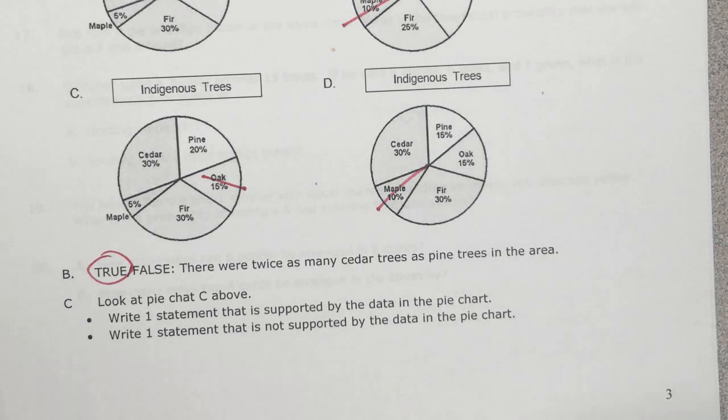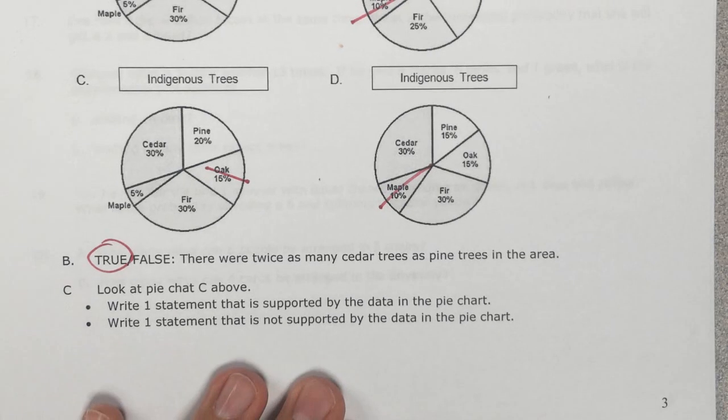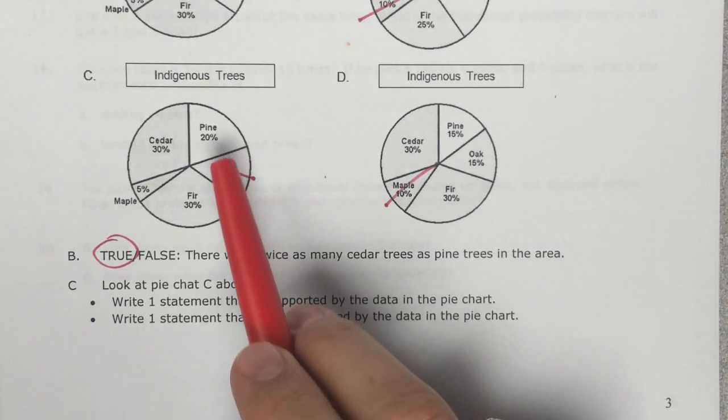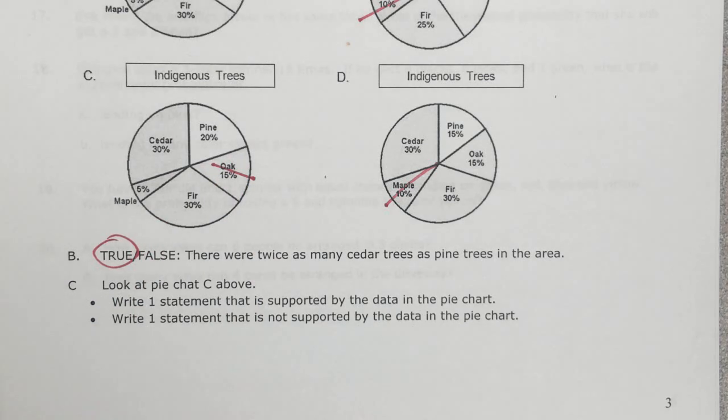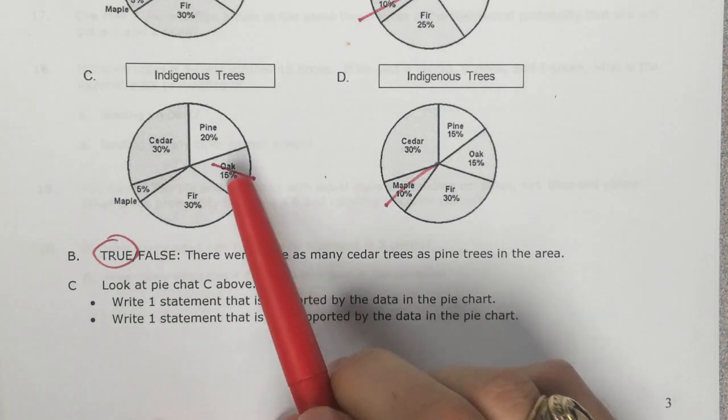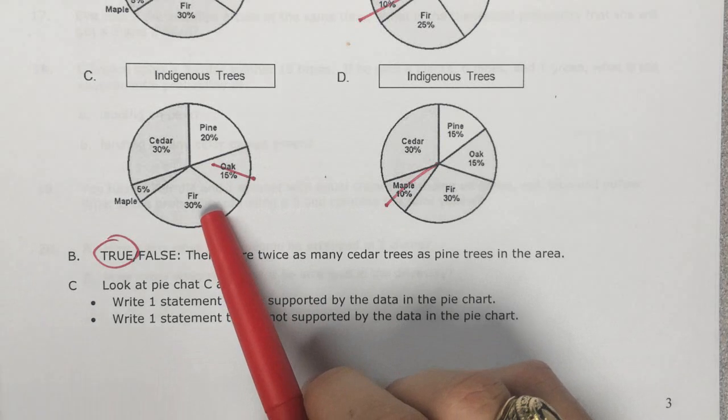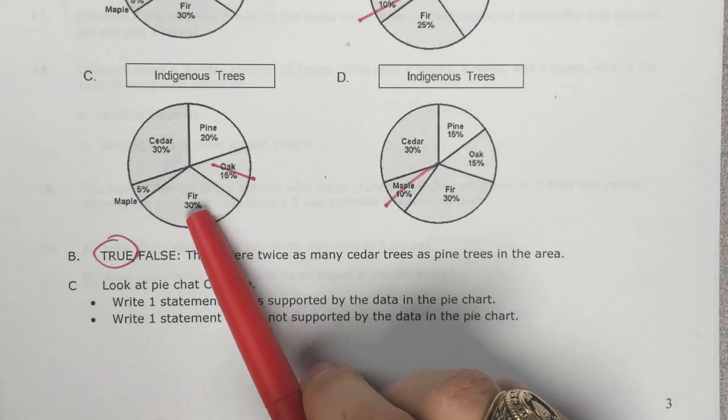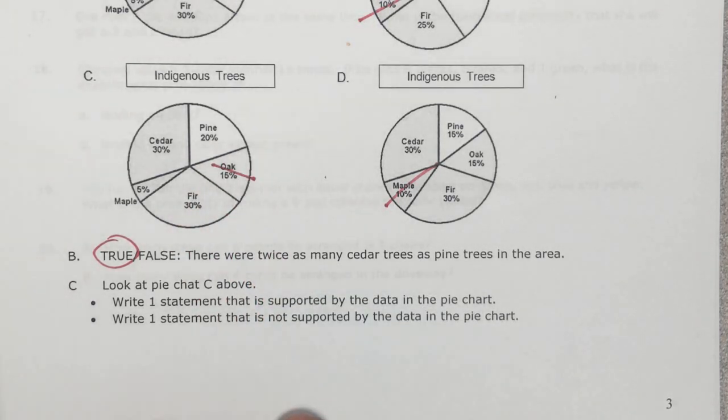Look at pie chart C above. Write one statement that is supported by the data in this pie chart. If I am looking at this one, I could say that there are twice as many fir trees as oak trees.